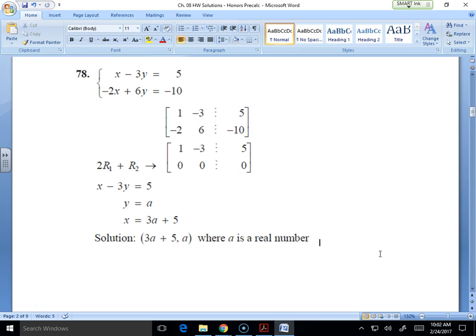Is that okay? Yeah. Remember, if we get a whole row of zeros in the matrix, that tells us it's possible, but infinitely many. We let somebody equal A, whoever's row got canceled out. Does that make sense?